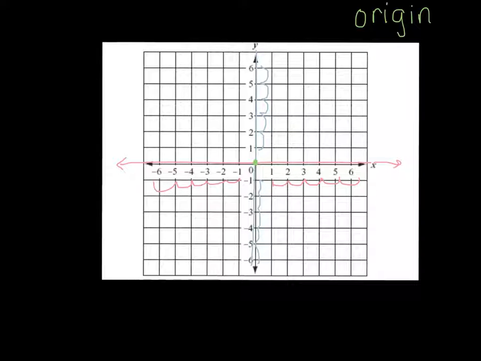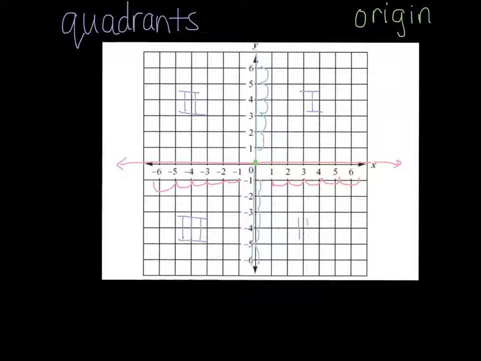The coordinate plane is separated into 4 quadrants, meaning there are 4 sections. So you have quadrant 1, quadrant 2, quadrant 3, and quadrant 4. Those are always represented with large Roman numerals.